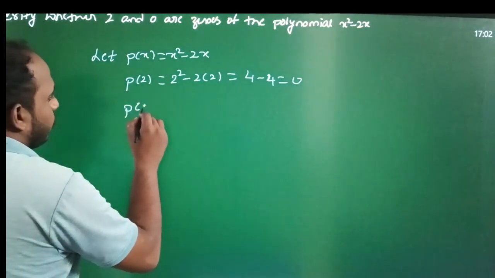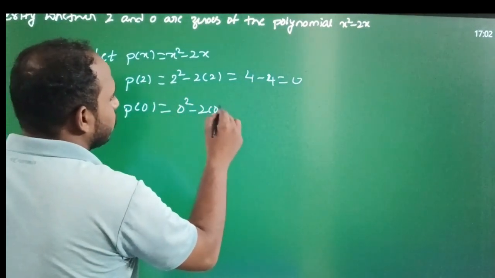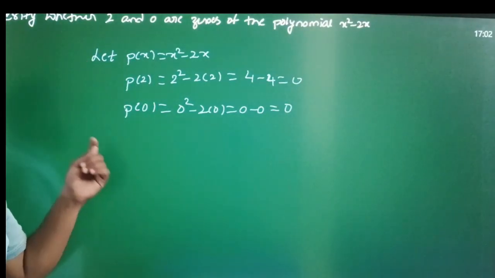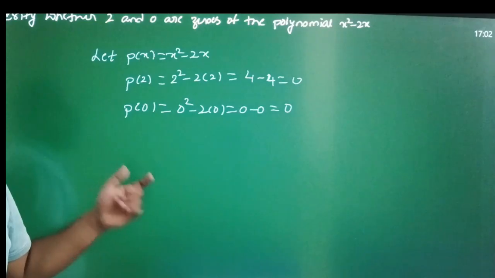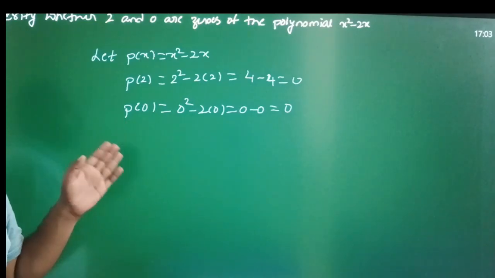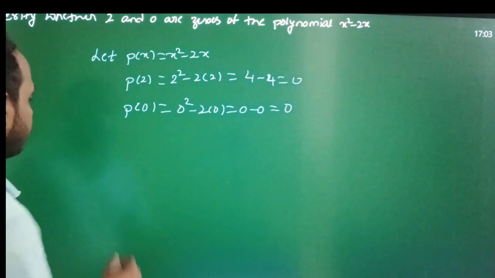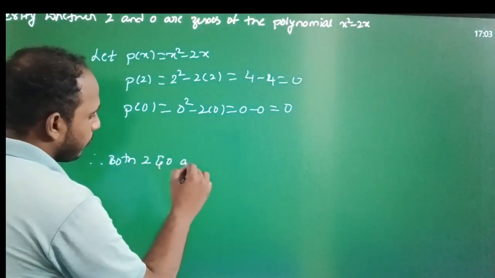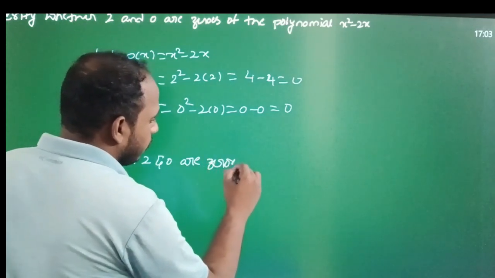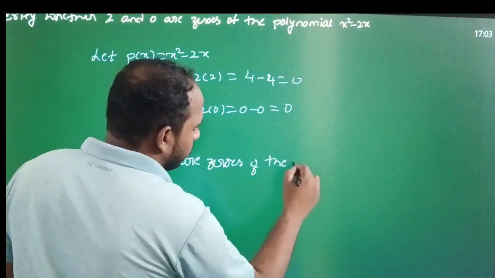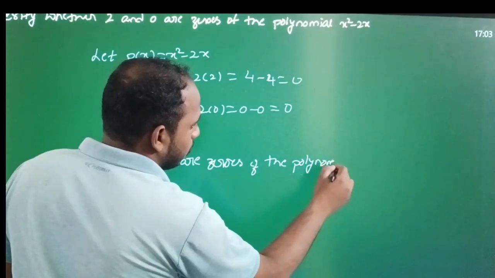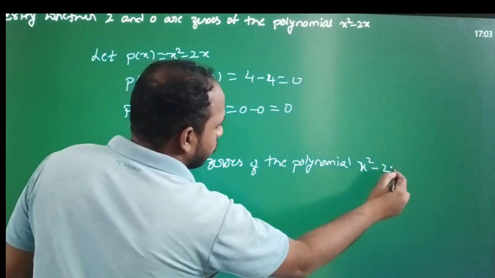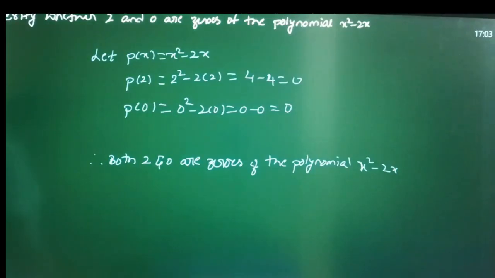And we substitute 0. 0 square minus 2 into 0 equals 0 minus 0, which gives 0. Therefore, the value of the polynomial at x equals 0 is 0. So both 2 and 0 are zeros of the polynomial x square minus 2x.